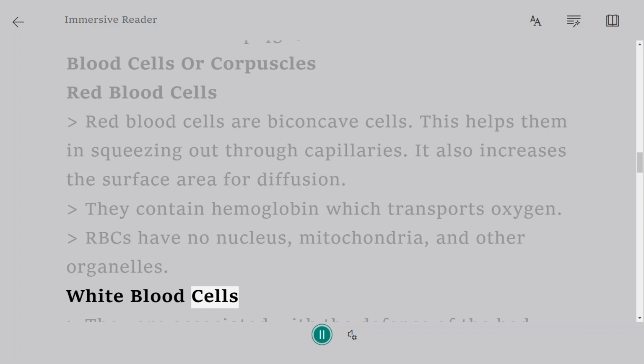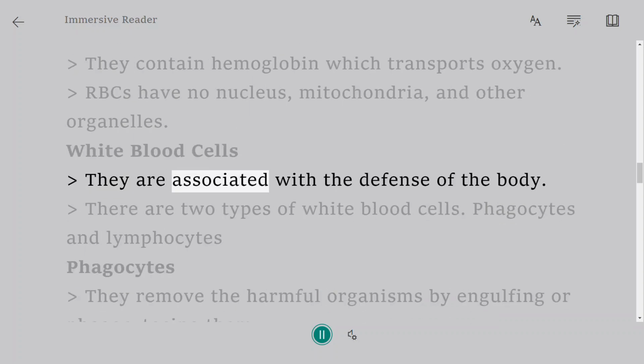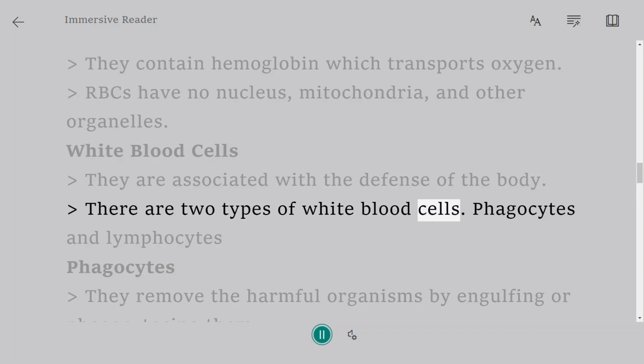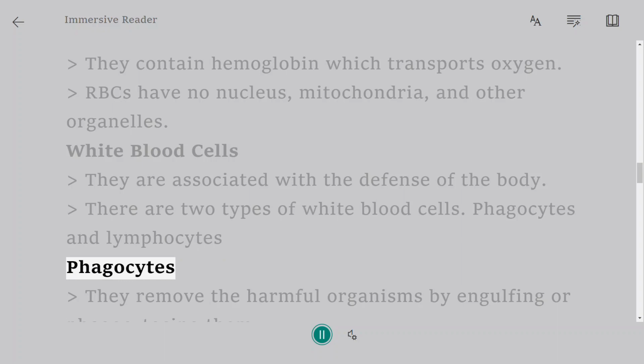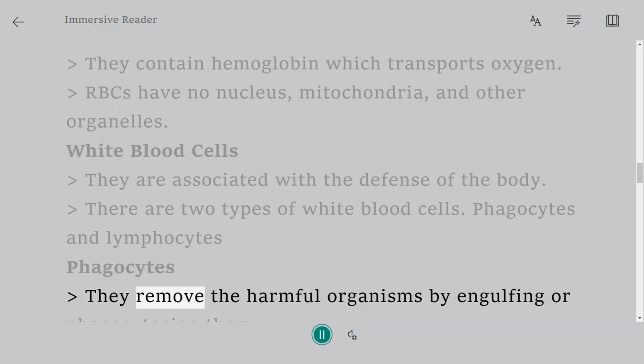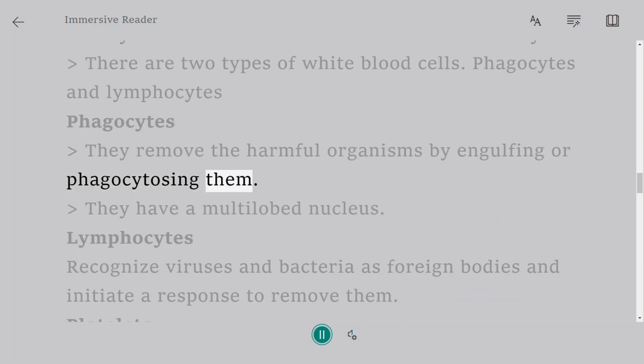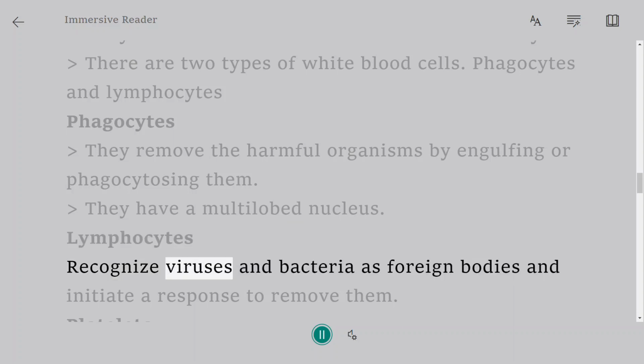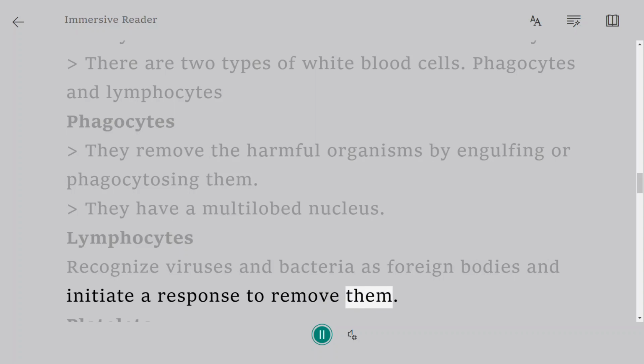White blood cells. They are associated with the defense of the body. There are two types of white blood cells: phagocytes and lymphocytes. Phagocytes remove harmful organisms by engulfing or phagocytosing them. They have a multi-lobed nucleus. Lymphocytes recognize viruses and bacteria as foreign bodies and initiate a response to remove them.